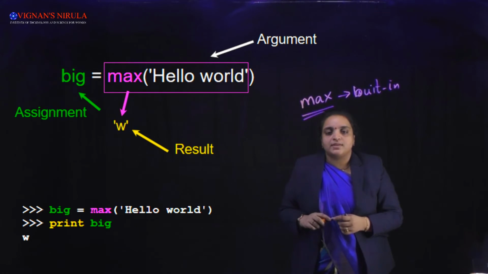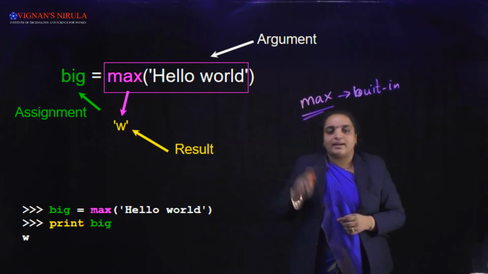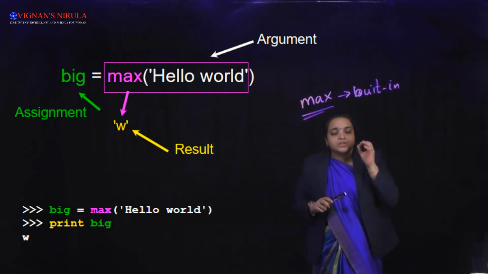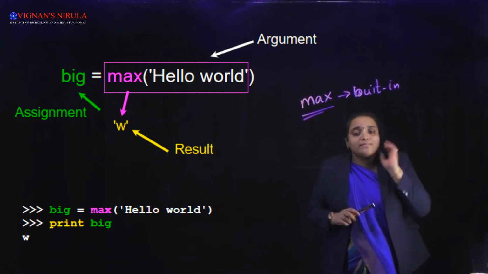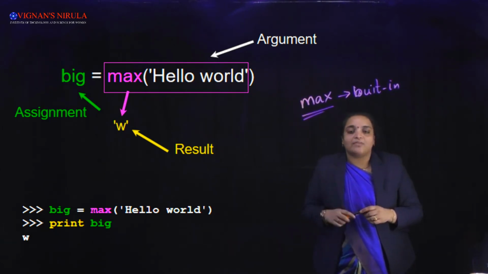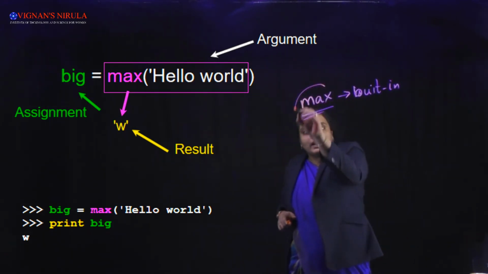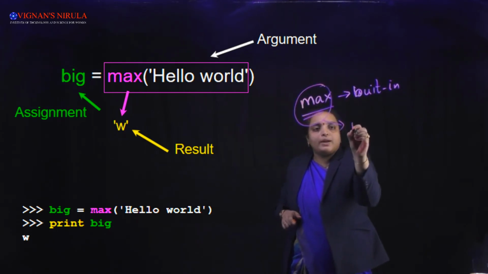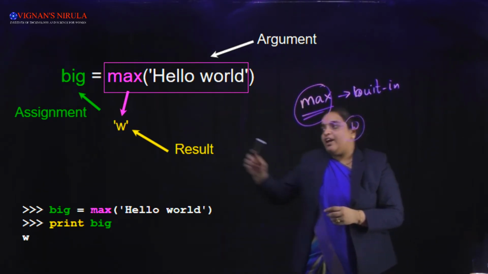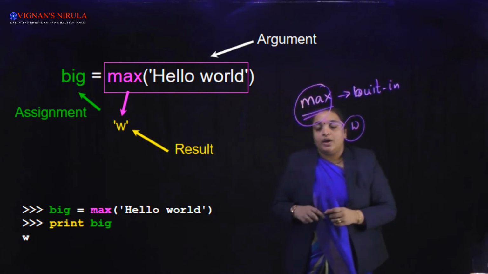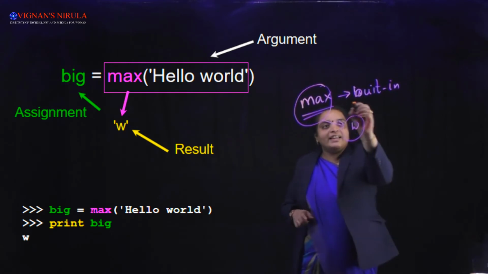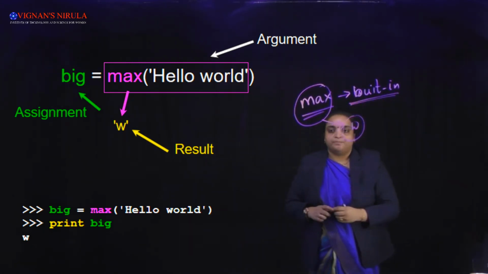What happens, students? It will take the arguments that are there, that is hello world. In those arguments, it will check which character has the maximum value. As you have seen, which character will have the maximum value? Yes, w will have the maximum value. So this built-in function will give you the result w. And this w will be assigned to the variable big. If you print that variable, obviously the w value will be printed. So in this way the built-in functions are used.